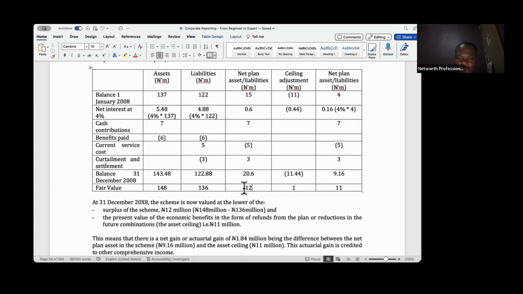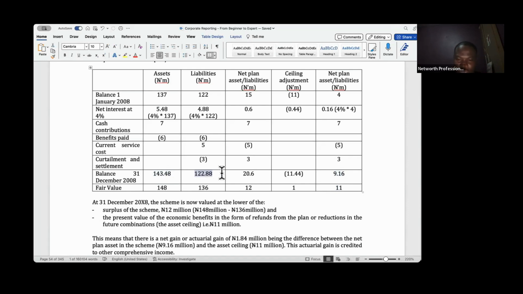Now, since I'm not working with this 12 anymore, I can't be comparing this fair value against these figures. I'm not working with this 12. What I'm working with is this 11. So what I'll be comparing this 11 with to get my actual gain or loss, or my return on plan asset, as the case may be, is this. I'll be comparing this book value, because this is my book value.